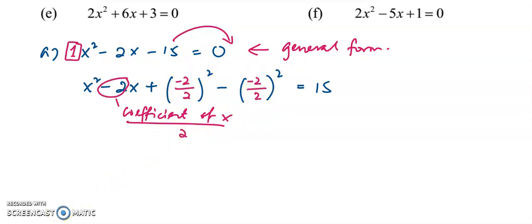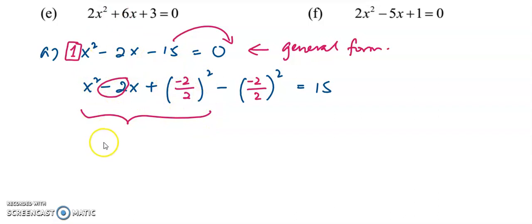After you have done this, we factor the first three terms into this form. That is x, taking x minus 1. How do you get the negative 1? You got it from here: negative 2 over 2 is negative 1. So you put negative 1 and then square. This means that when you expand this x minus 1 squared, you will get back these three terms.